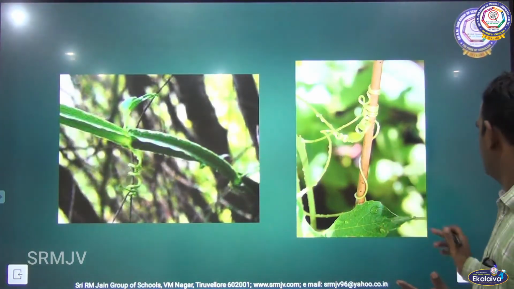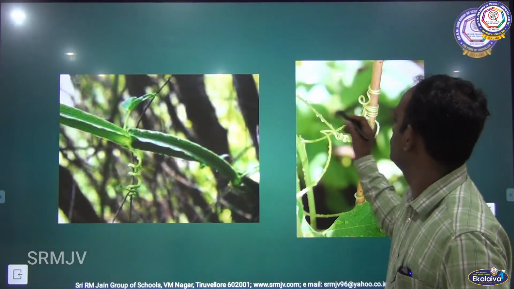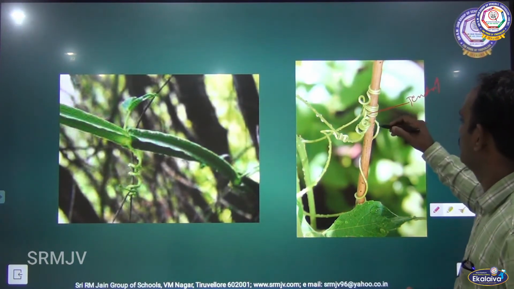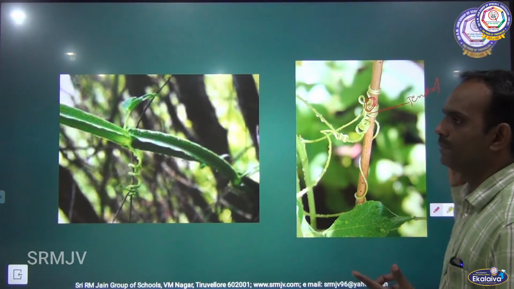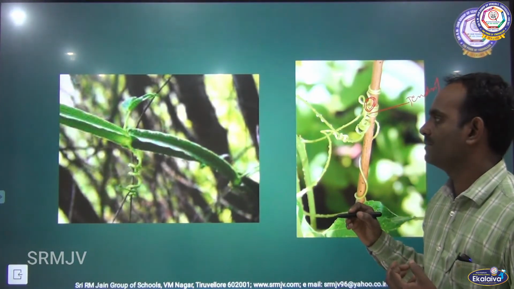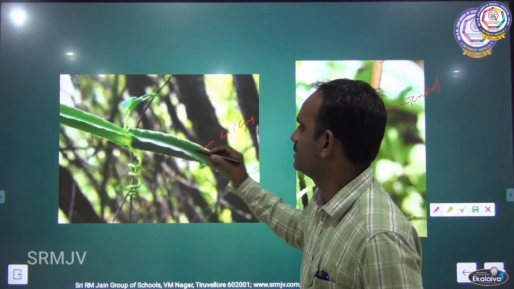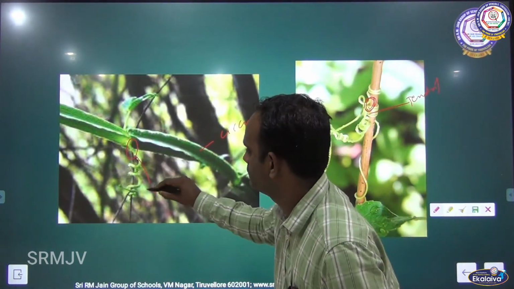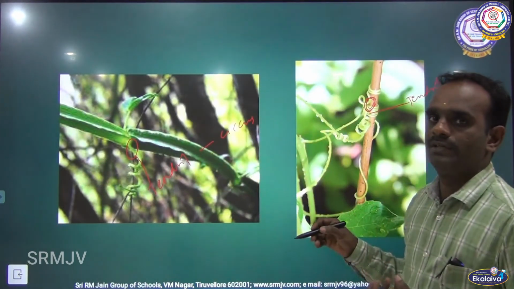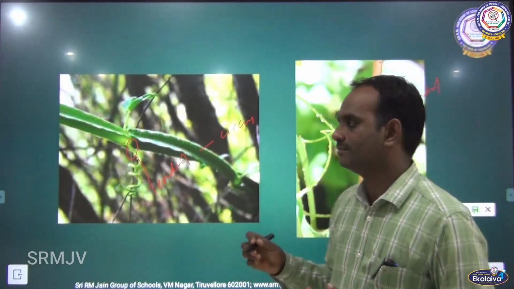See the picture here, this is a tendril. With the help of this tendril it is supported by the other plant. Okay. So this is a Cycas quadrangularis having a tendril for support. It is a special organ, a special structure for climbing. Okay.